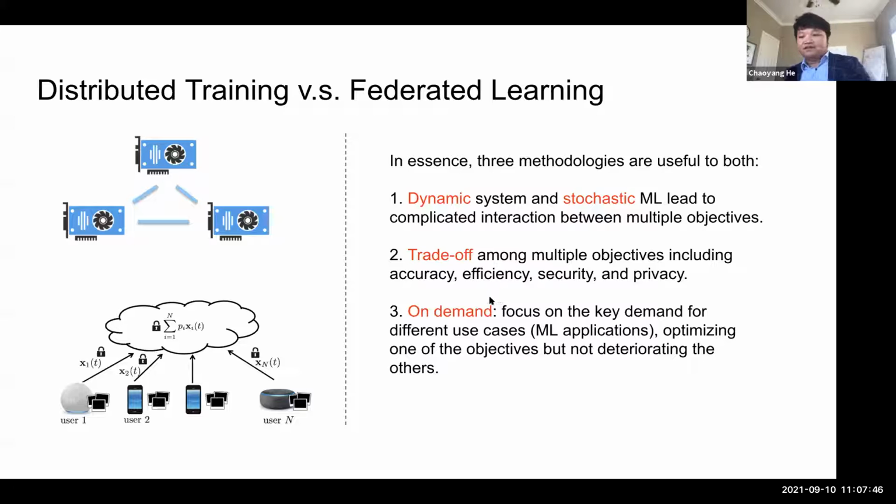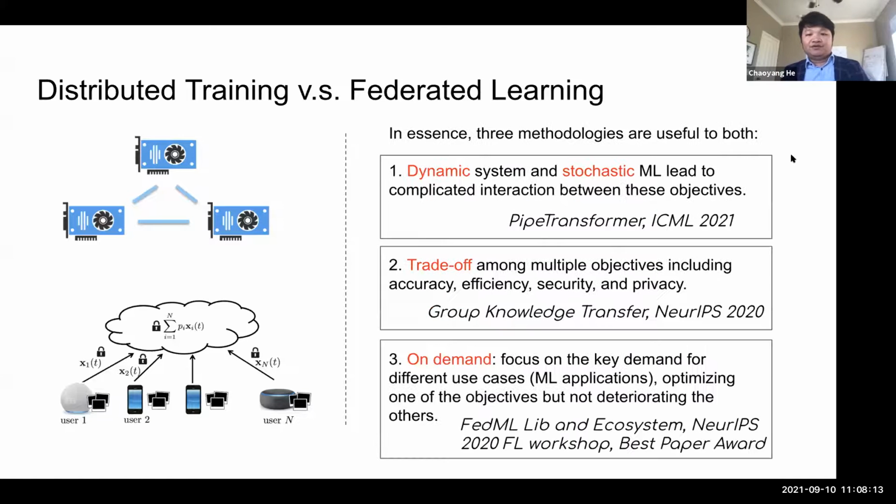The third methodology I call on demand. It means that, especially in some machine learning applications, we need to think about how to amplify one objective but not break the assumptions of other objectives. So on demand means we want to tailor for one specific requirement in that application. Next, I will use these 3 papers to showcase how we think about these 3 methodologies.